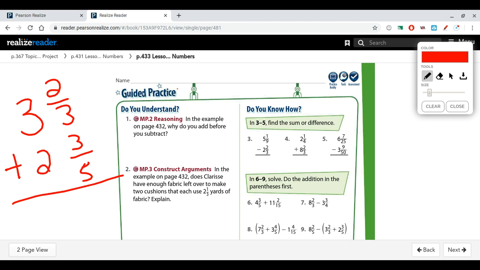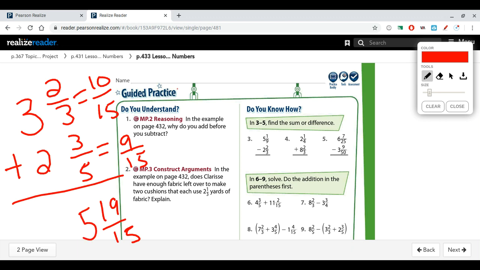So again, common denominator, it's going to be 15. 3/5 is going to be 9/15. 2/3 is going to be 10/15. Add those together, I get 19/15. 3 plus 2 is going to be, totally just blank there, 5 and 19/15.